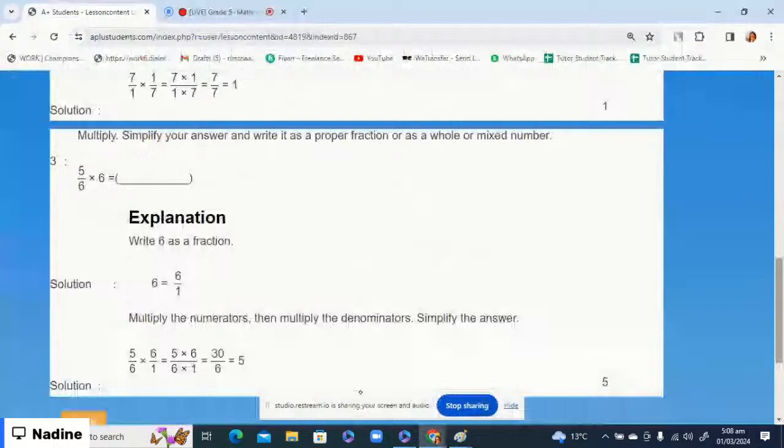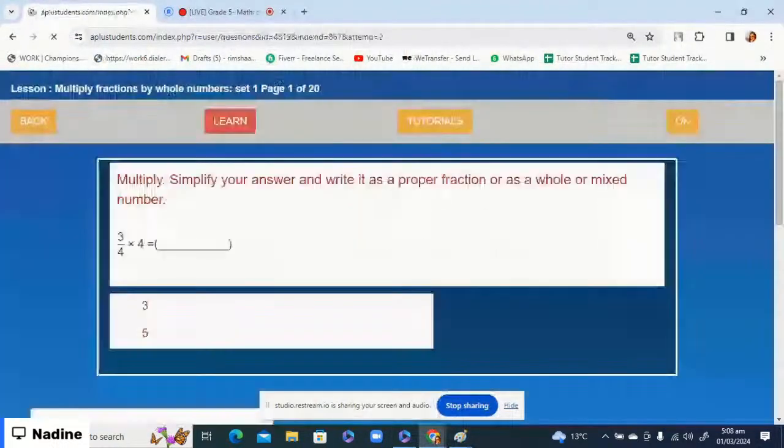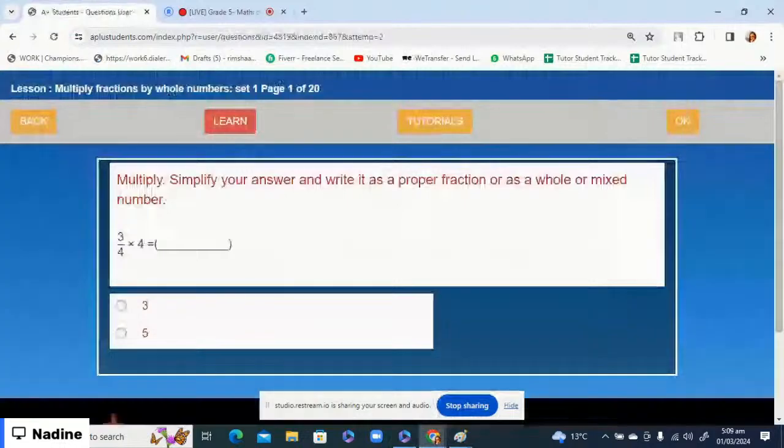So the next is, let's do the test questions for that. Some of the test questions. Multiply and simplify your answer and write it as a proper fraction. Always the numerator is less and the denominator is greater. And write it as a whole number or mixed number.